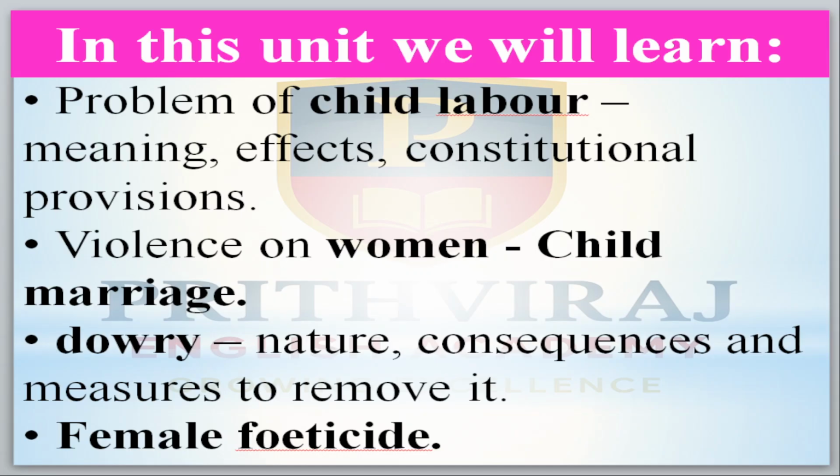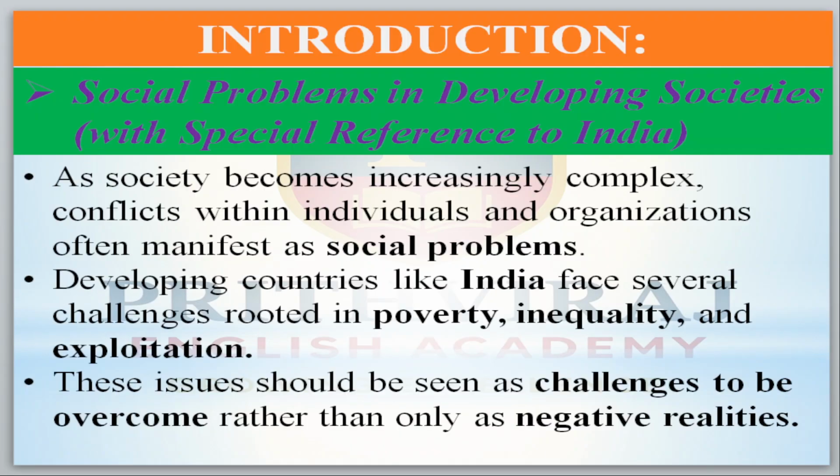In this video, we will learn about the problems of child marriage and child labor: meaning, effects, constitutional provisions, violence on women, dowry, nature, consequences and measures to remove it, and female foeticide. Now come to the introduction. Social problems in developing societies, with special reference to India, we are going to study here.